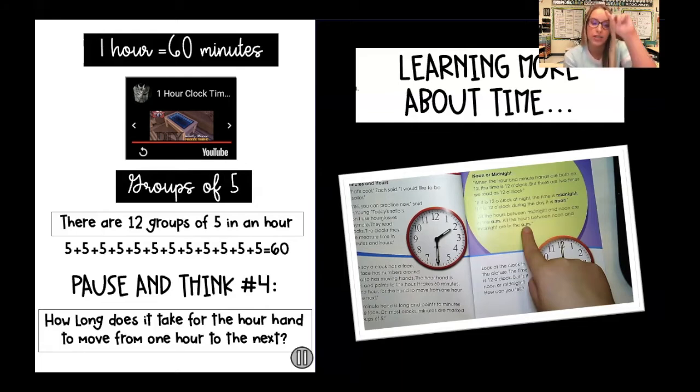Our fourth pause and think question is, how long does it take for the hour hand to move from 1 hour to the next? If you have forgotten this question, rewatch the small video and it will tell you. Go ahead and pause the video right here. When you have your answer, go ahead and press play.